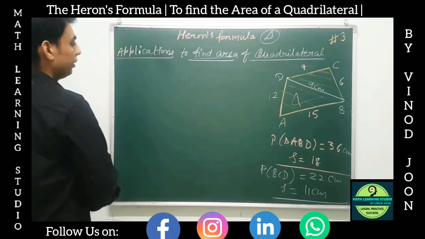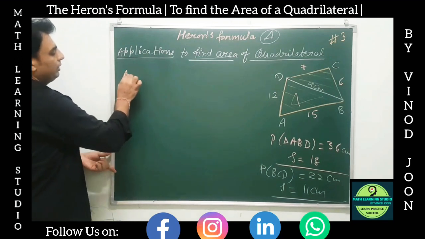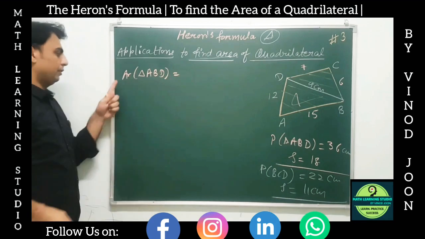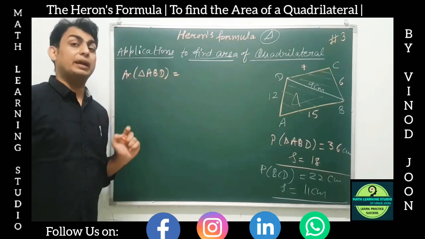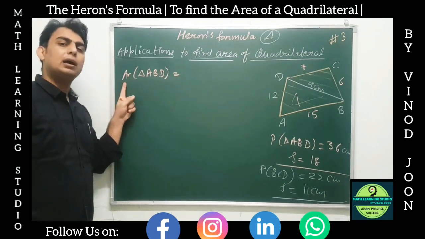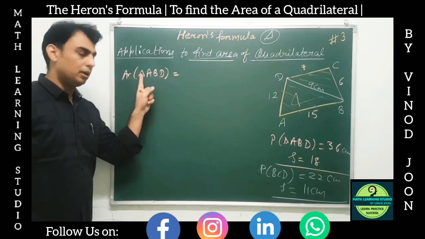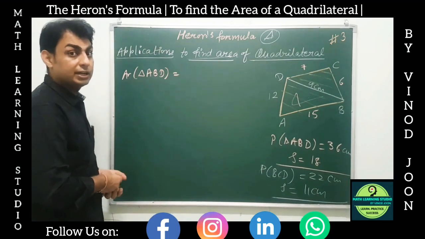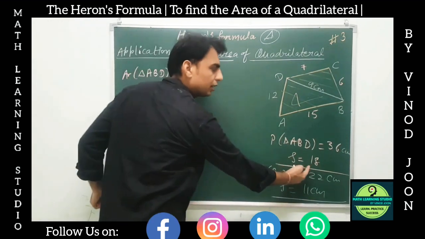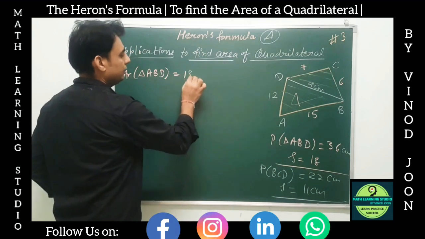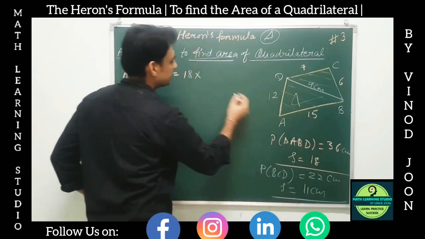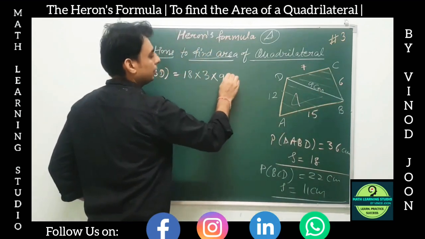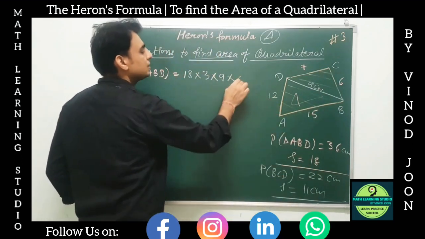Now we apply Heron's formula. So we'll write the area of triangle ABD. This is a smaller way of writing the area of a triangle: AR stands for area, then the triangle symbol and the name. The area is the square root of s into s minus a into s minus b into s minus c. s is 18. So we'll write 18 multiplied by 18 minus 15, which is 3, multiplied by 18 minus 9, which is 9, multiplied by 18 minus 12, which is 6.